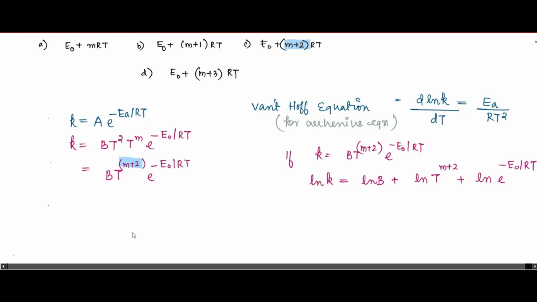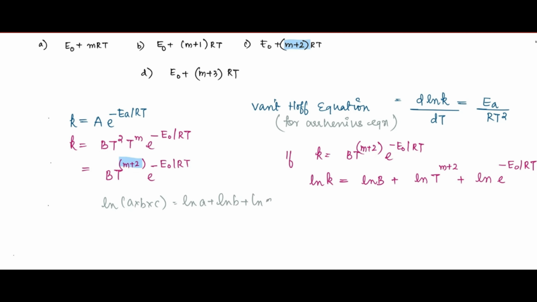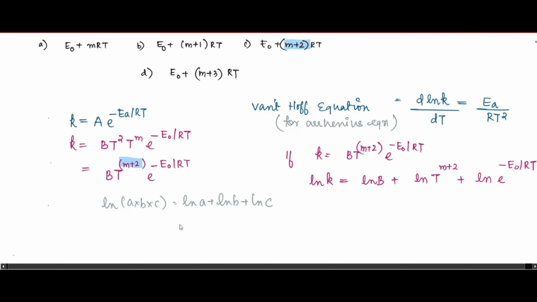അത് ഓക്കെ ആണല്ലോ അല്ലേ? ln of a into b into c is equal to ln a plus ln b plus ln c. I hope that relation is known. ഇല്ലെങ്കിൽ you note it down. ഇവിടൊക്കെ product ആണ്. ഈ product ഉള്ളിടത്തൊക്കെ നിങ്ങൾ ആഡ് ചെയ്യും.